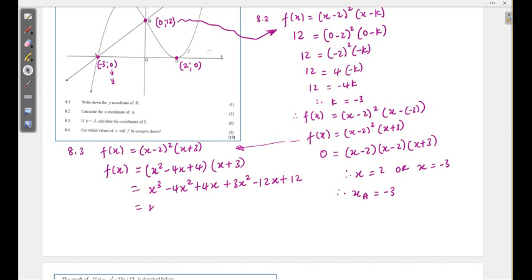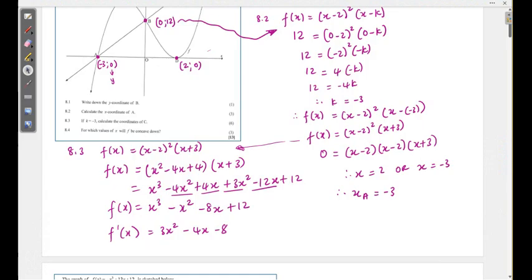Then from there you can say I have x cubed, negative 4x squared plus 3x squared, which will be negative x squared. And then 4x minus 12x will be negative 8x, and then you have plus 12. Now that you have this, you can find the derivative, good people. Then you have 3x squared minus 4x minus 8. Now let's remember that at the turning point the derivative is equal to 0.